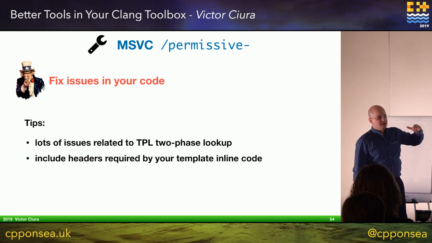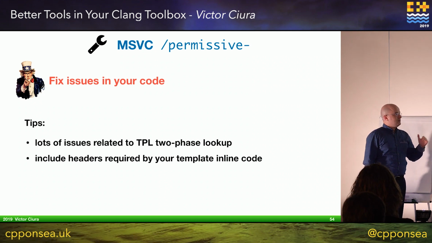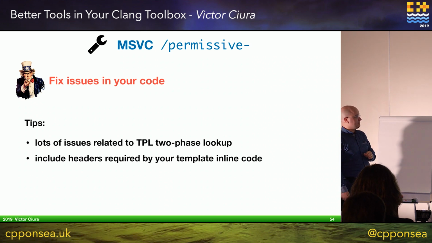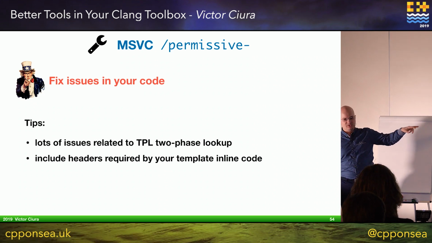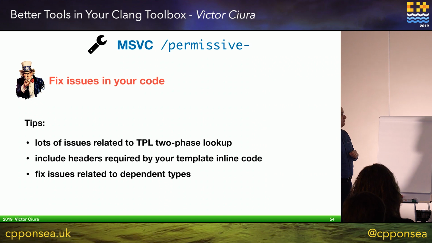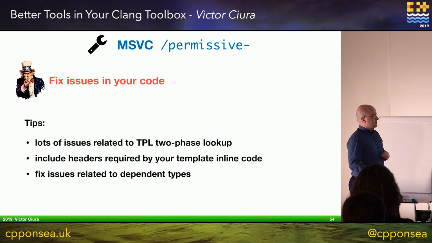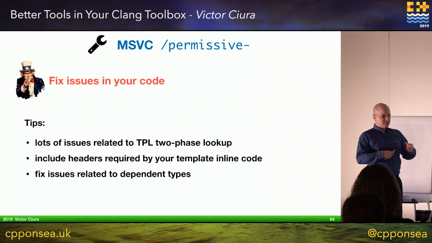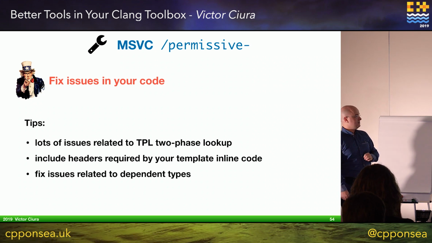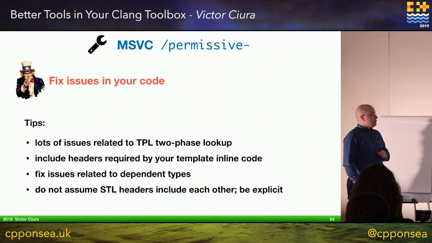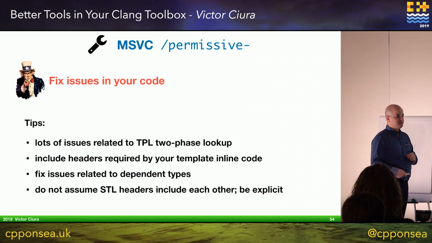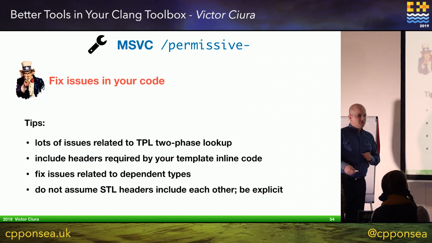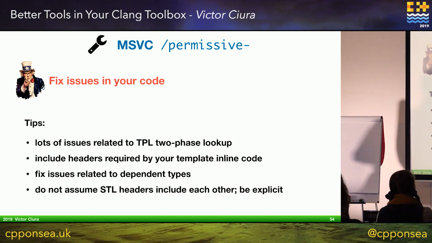They need to be visible inline in that header file, not later at the usage site. So the easiest fix that was applied for lots of these was actually including the required code. Fixing issues related to dependent types for templates, again, you need to be more explicit and more verbose here, but it's quite a mechanical fix, but you need to pay attention. And do not assume the STL headers include each other, because as the library evolves, things change. So you need to be explicit about including each functionality that you need.